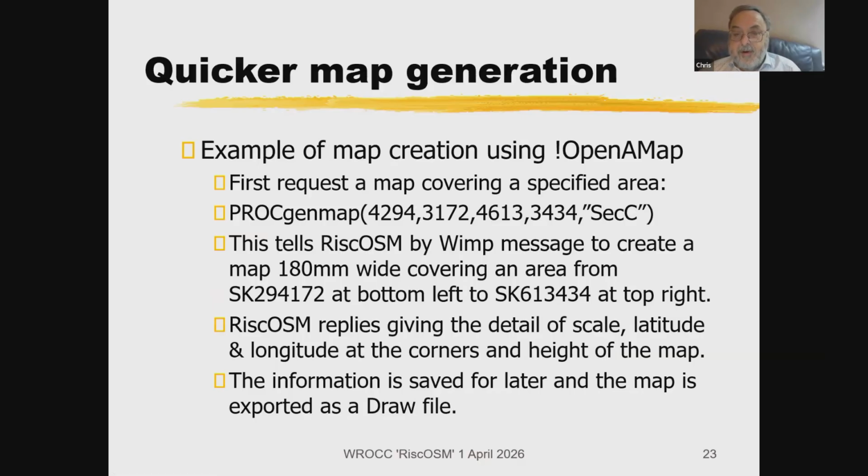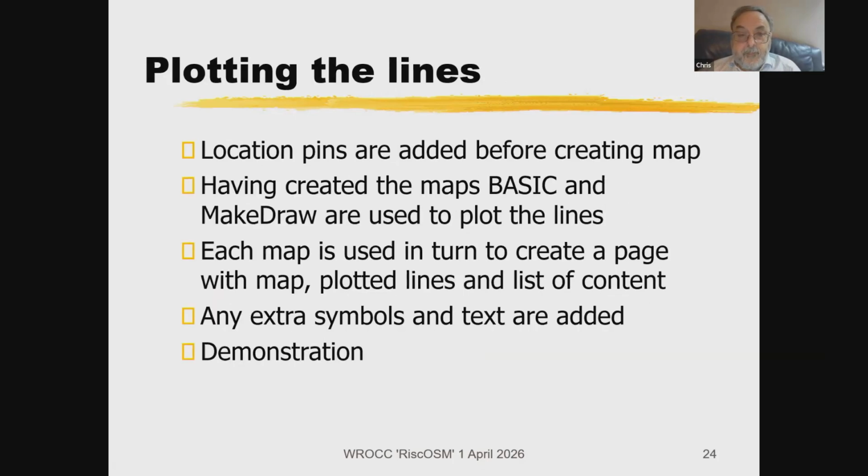I've done an example of map creation using OpenAMap. It tells it to create the map, it replies, and the information is saved for later, and as I've shown you, the map is exported as a draw file if you follow the instructions. So if I add location pins before creating the map, create the map, it'll have those pins on then. Having exported it and then using BASIC and make draw to plot the line, each map is used in turn to create a page. Any extra symbols and text are also added, and I showed you the demonstration of how that worked.